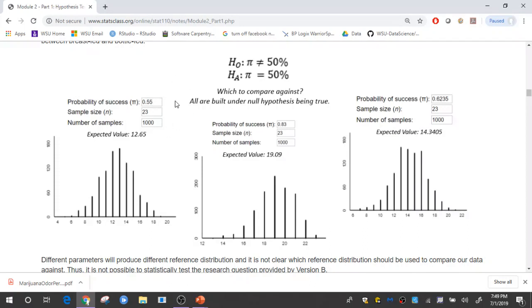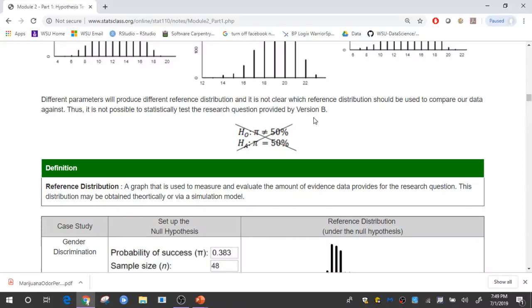So we don't have any information about which of these reference distributions I should be comparing my data against. And in fact, all three of those might be equally probable to choose under the H0. So we don't have a single unique reference distribution that can be built in a hypothesis like this. And for that reason, we cannot do a statistical test for version B.